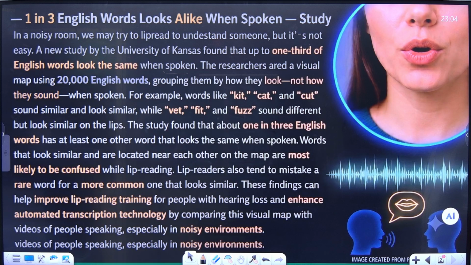These findings can help improve lip reading training for people with hearing loss, enhance automated transcription technology by comparing this visual map with videos of people speaking, especially in noisy environment.